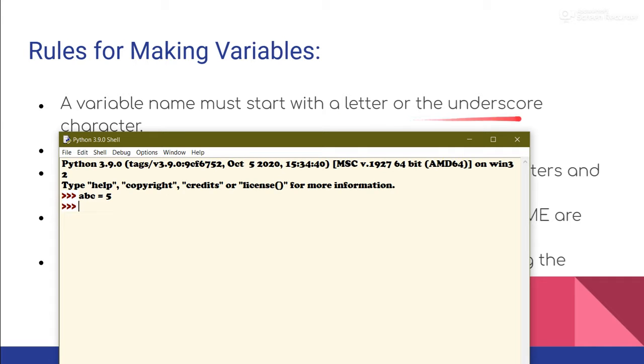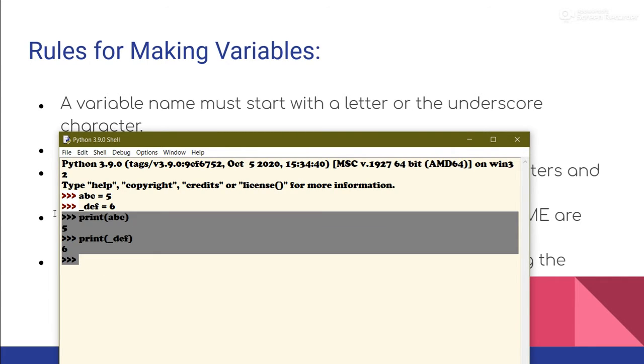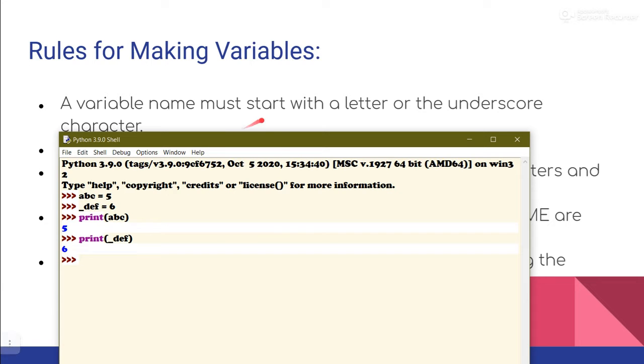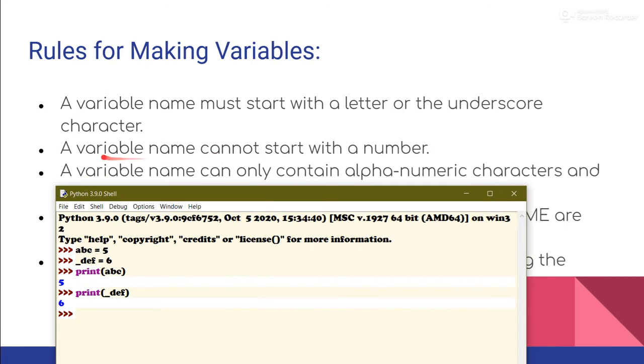Now other than letters, we can use underscores for starting a character of a variable name, like let's say _def. This is also a valid variable name. Let's say equal to 6. Both will work. You can also check by printing those values of the variables to confirm if you want to, like this. Those two are working fine. Now the next rule says a variable name cannot start with a number.